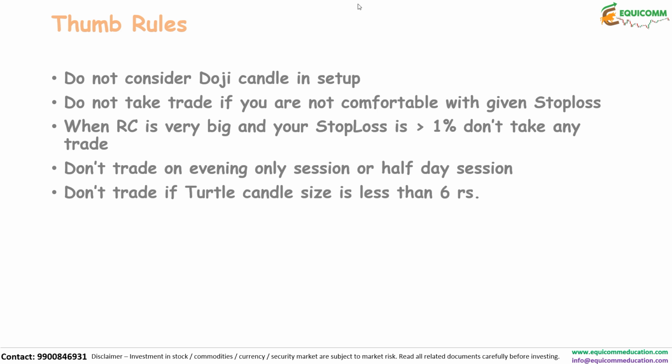For example, you can see that today's first candle is a red turtle candle, and your sell entry is at 4,000 rupees. And if your stop loss is coming to 4,045, for example, then at 4,000 you are selling and your stop loss is 45 points. That means your stop loss is greater than 1%. When your stop loss is greater than 1%, you should not take a trade. That is very critical and important.